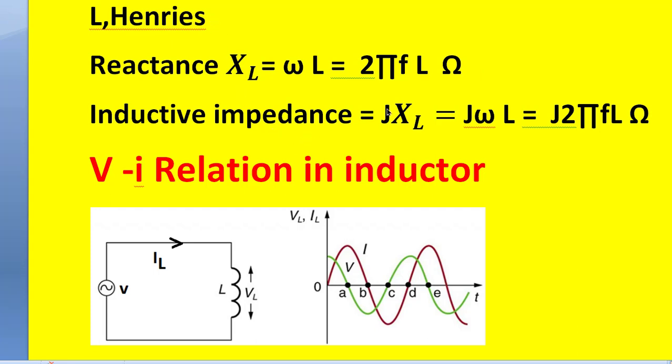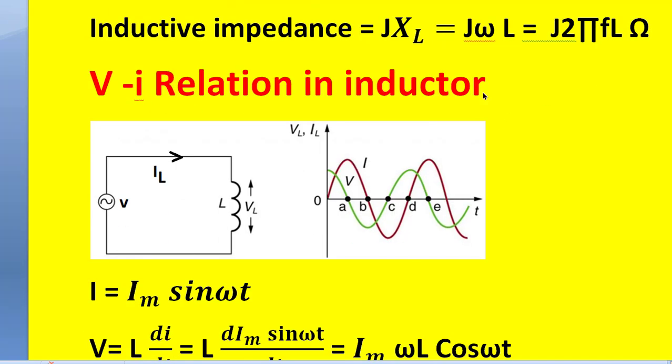Next, inductive impedance. That becomes like this: multiply the reactance with j, and that is called the inductive impedance. j into XL means j omega L, or j into 2 pi FL. Units for this are also ohms.